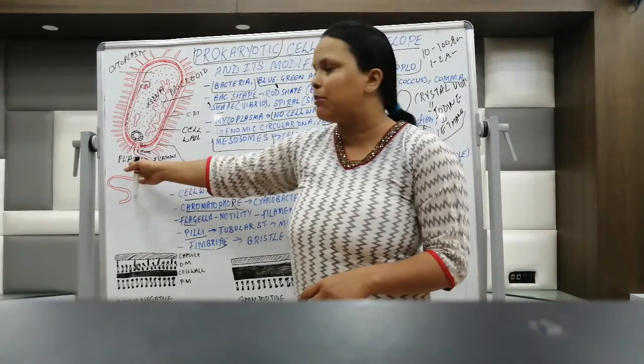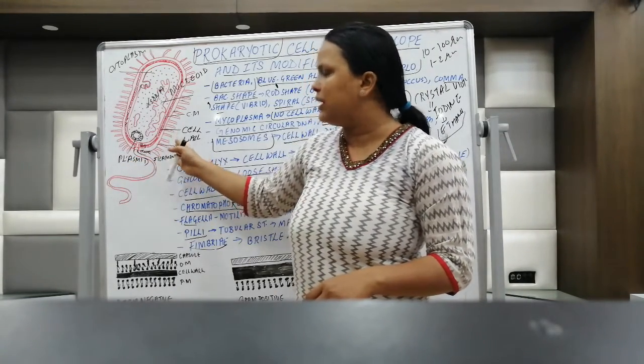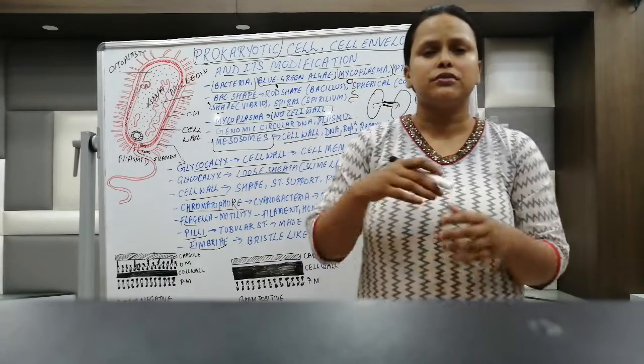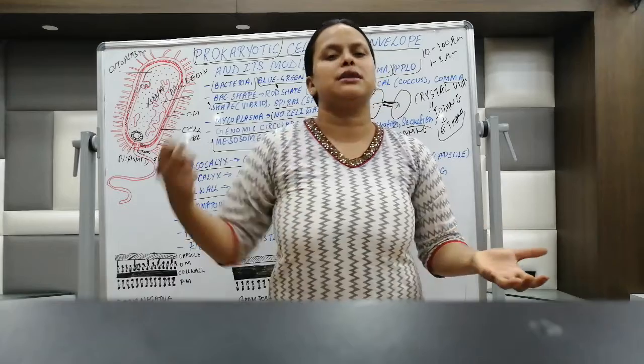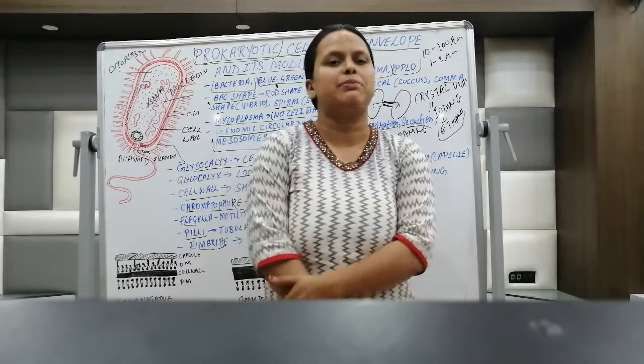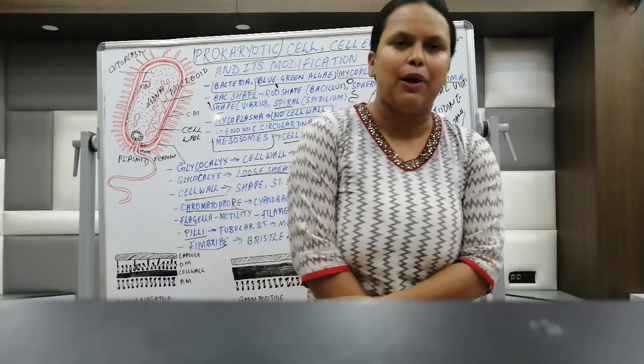Then we also discussed flagella, pili and fimbriae. Pili help in conjugation, the sex pili formation. Fimbriae help in attachment to the substratum, and flagella help in movement. The filament is the longest part in the flagella. This is all about the prokaryote.